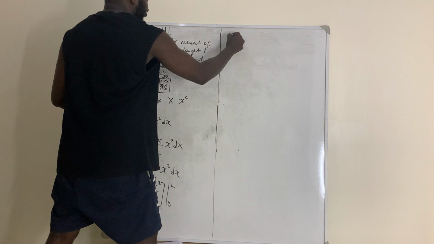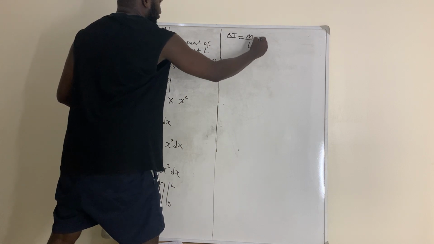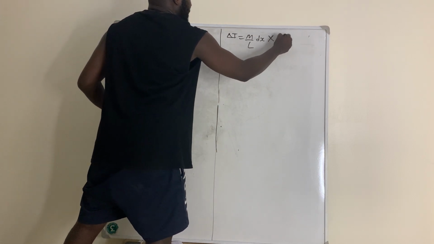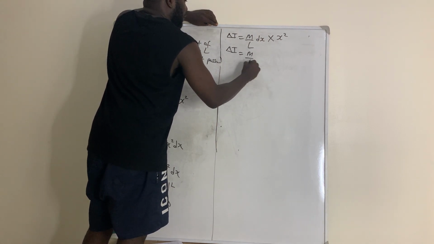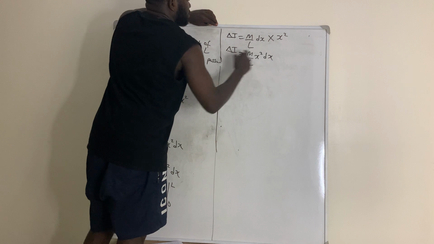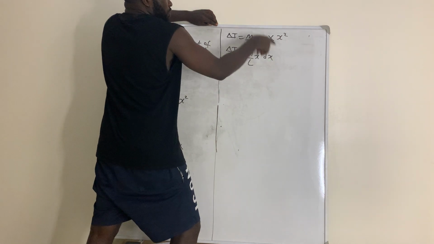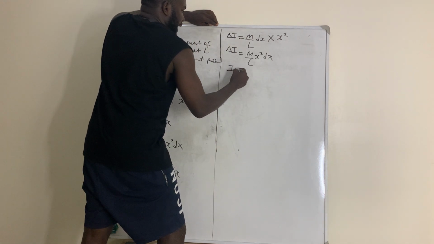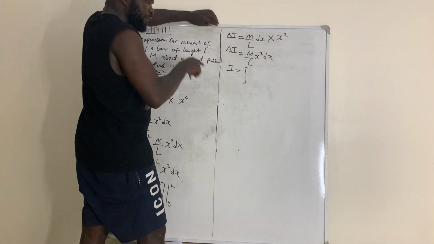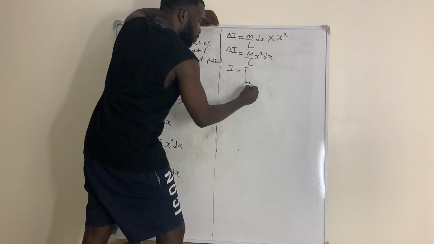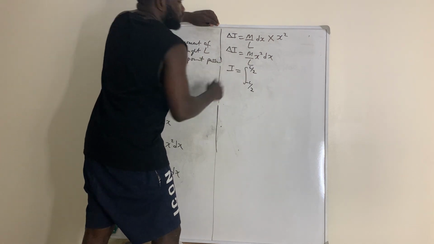You just say that change in I is equal to what? M over L dx, then times x squared. So you now have that change in I is equal to M over L x squared dx. So whenever differentiation crosses to the other side, it becomes integration. So I is equal to the integral. Now, because they say it passes through the middle, it will now be from minus L over 2 to L over 2. That's just the difference.